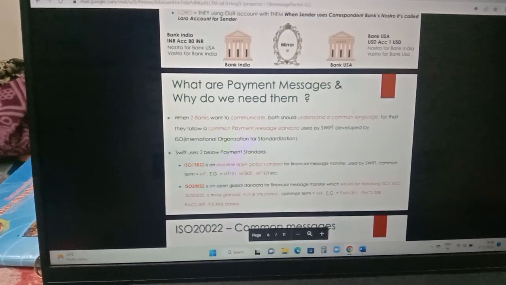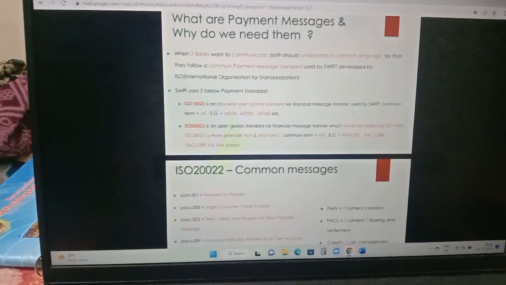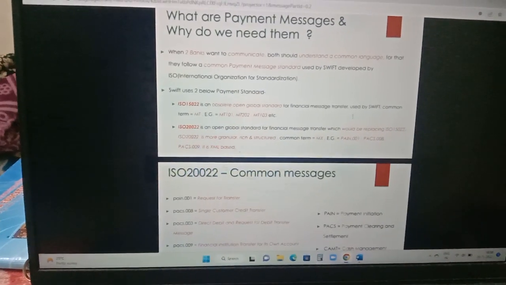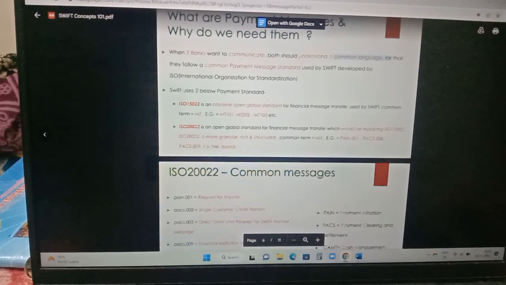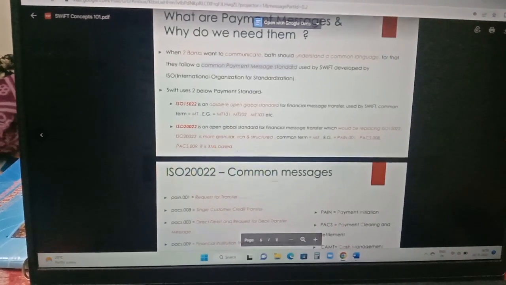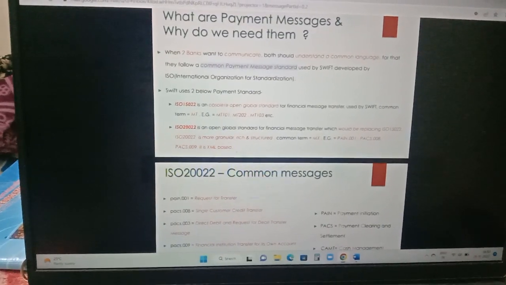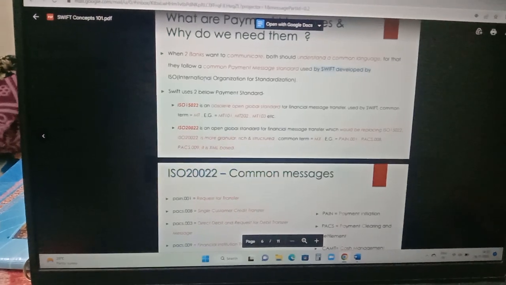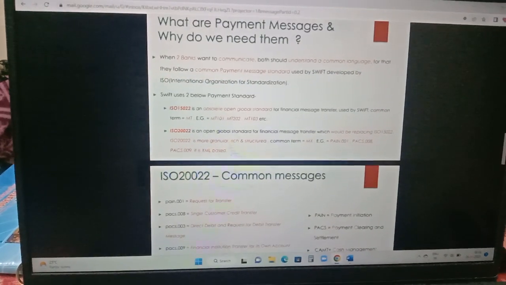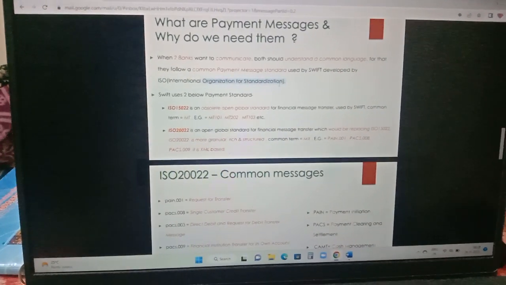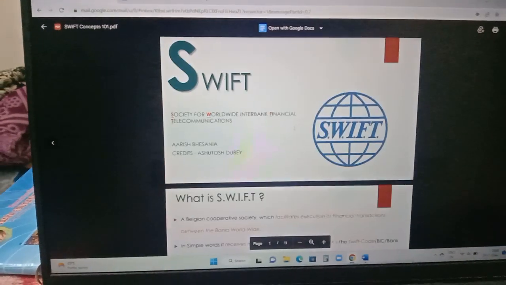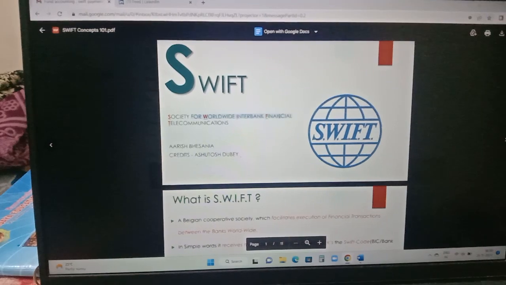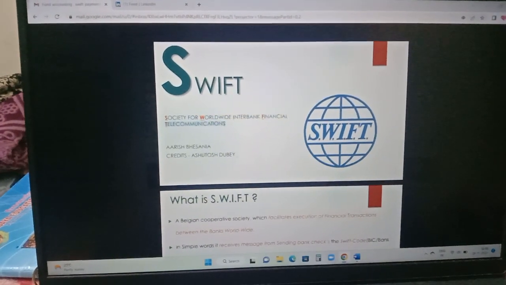What are the payment messages and why do we need them? When two banks want to communicate, both should understand a common language. For that, they follow a common payment message standard used by SWIFT, developed by ISO, which means International Organization for Standardization. So I'll just come again. What is SWIFT? The full form is Society for Worldwide Interbank Financial Telecommunication.